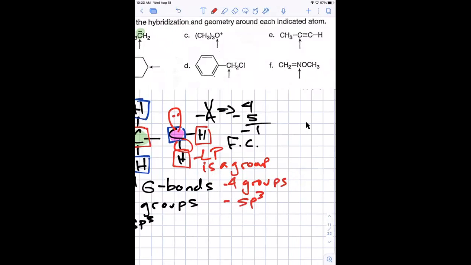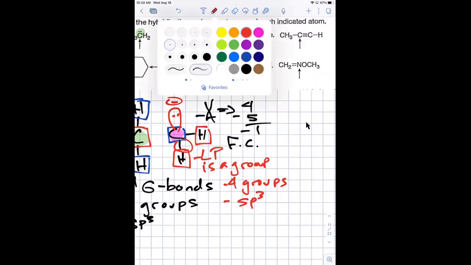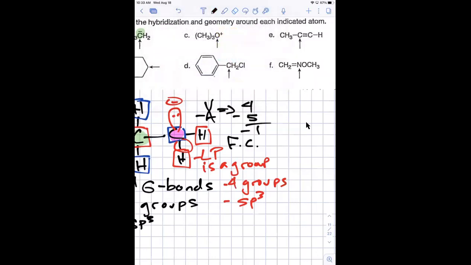So that lone pair, let me put the charge back, is sitting in an orbital. That orbital has a shape, and so it's a group just like the sigma bond to hydrogen or the other sigma bond to carbon, like we see here. Any questions about that?